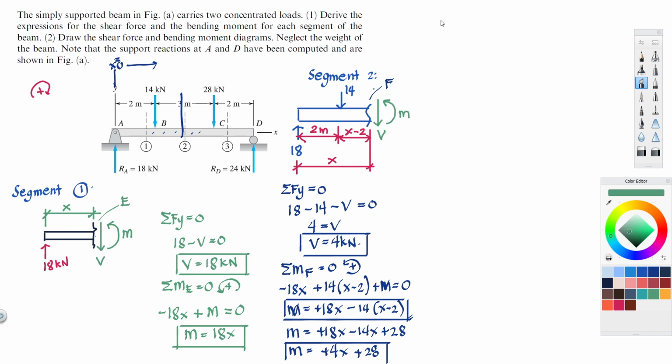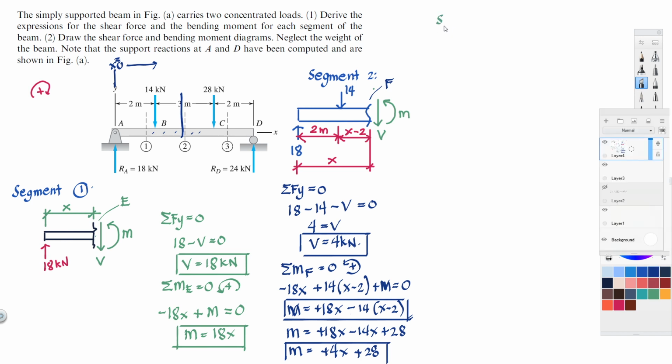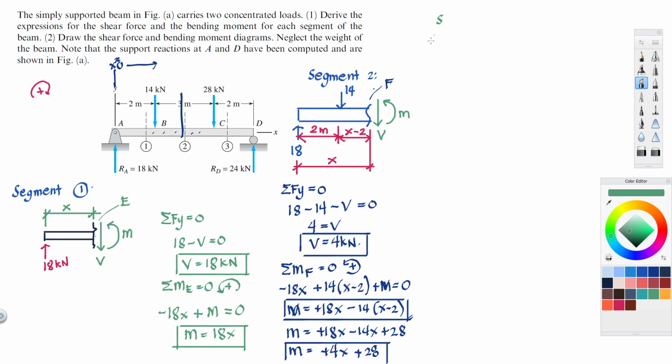And definitely, so we can have it on the segment 3. Okay? So again, from left to right pa rin tayo, i-drawing ko. Alright, then cutting. We can have this force, which is 18 kilonewton.